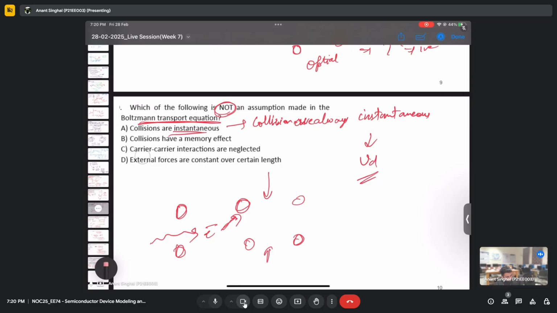So let's see with option C. It says carrier-carrier interactions are neglected. So we are only focused on the electron and carrier interactions. This is also an assumption. Yes, sir. External forces are constant over a certain length.